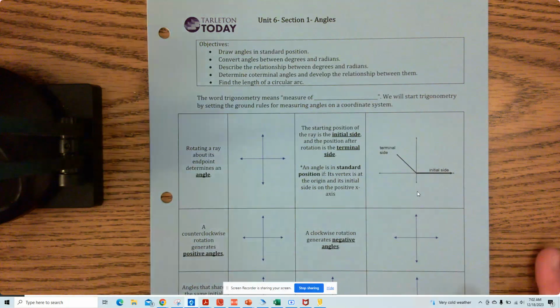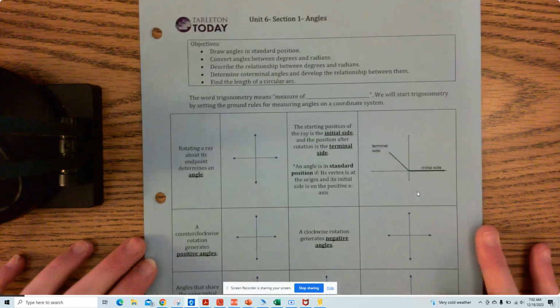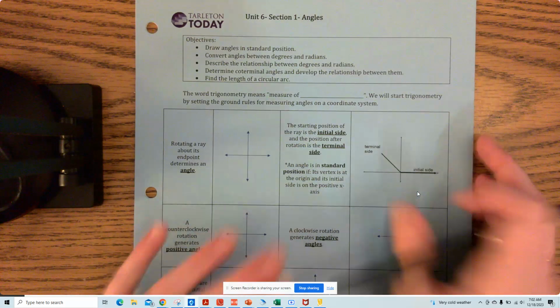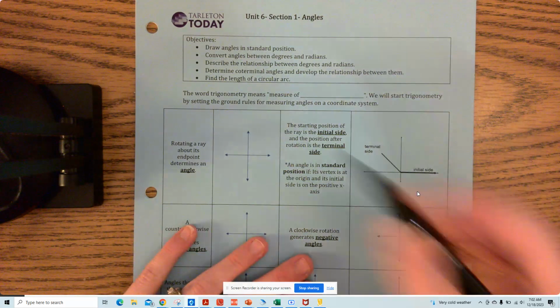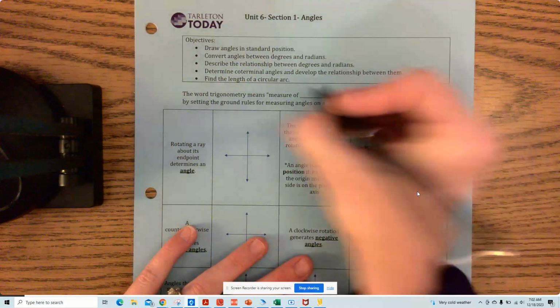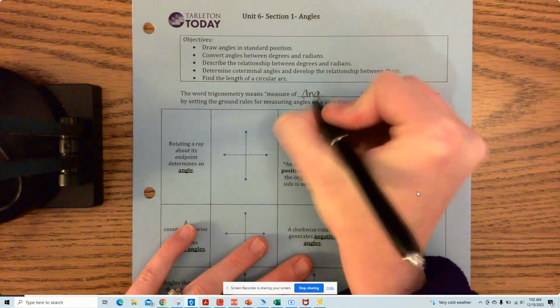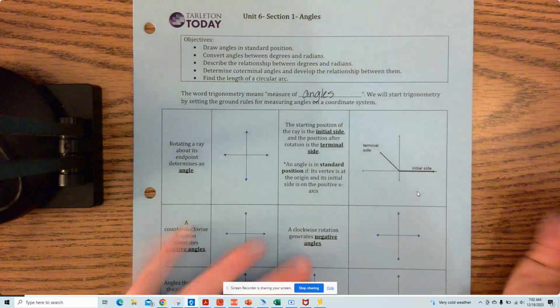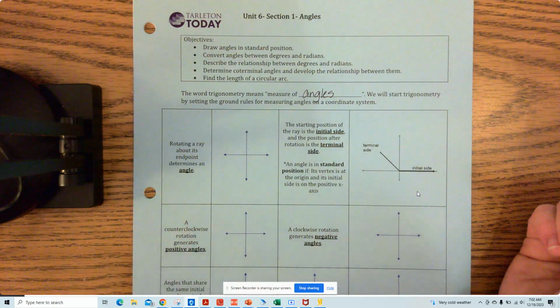All right, this video is for Unit 6, Lesson 1 notes. We're starting with trigonometry, so we're starting with angles. The word trigonometry means measure of angles. We will start trigonometry by setting the ground rules for measuring angles on a coordinate system.